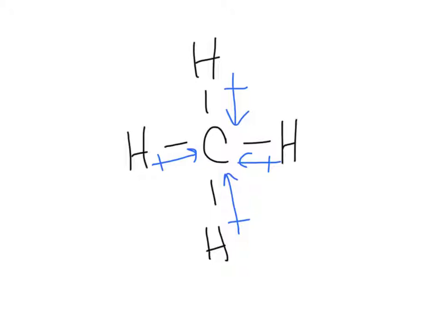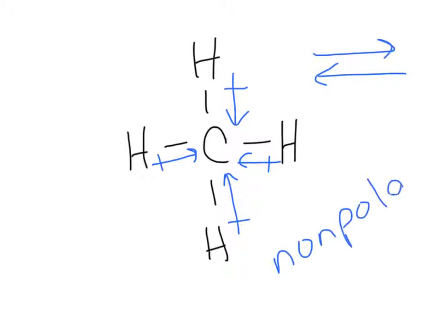If you think about this pull of negative electrons going this way and then going back out this way, it sort of cancels out. And this entire molecule would be nonpolar. The bonds are polar, but because of the symmetry of the molecule and the direction of those pulls of the electrons, the entire molecule is actually nonpolar.